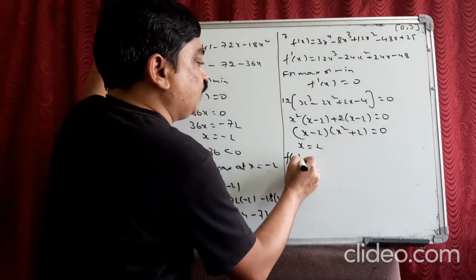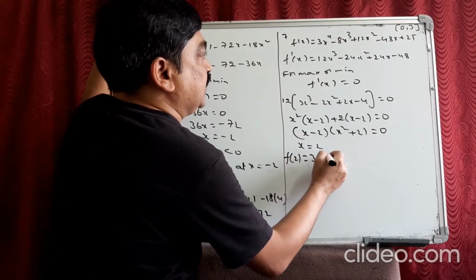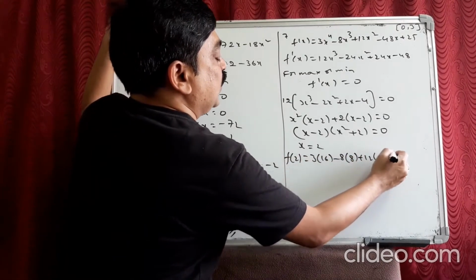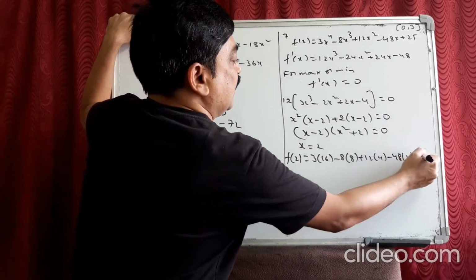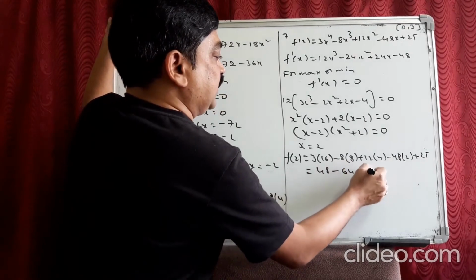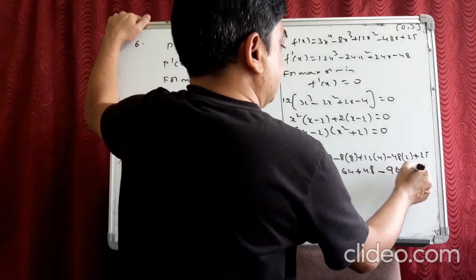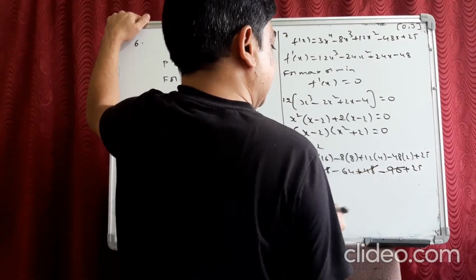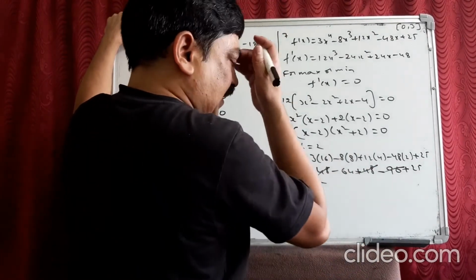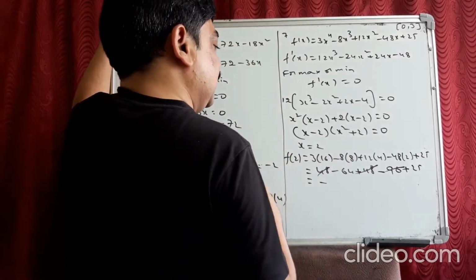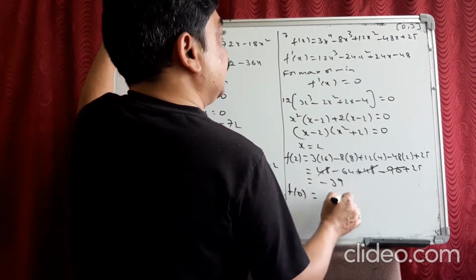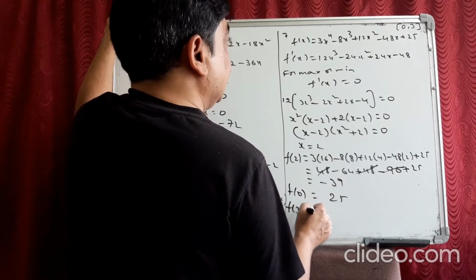So let us go with f(2) first: 3 into 16 minus 8 into 8 plus 12 into 4 minus 48 into 2 plus 25. So it becomes 48 minus 64 plus 48 minus 96 plus 25. 48 and 48 make 96, which cancels with minus 96. Minus 64 plus 25 becomes minus 39. Okay, let us go with f(0). Clearly it is 25.